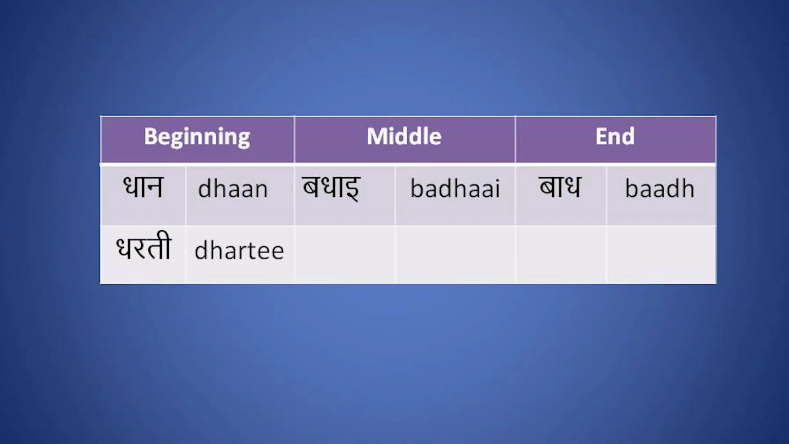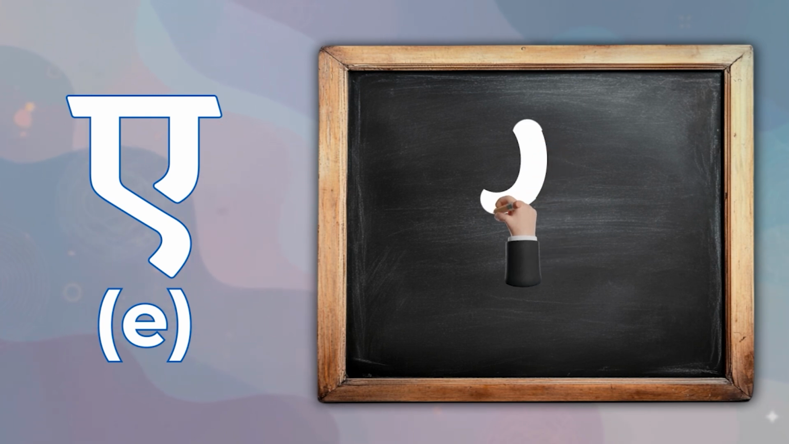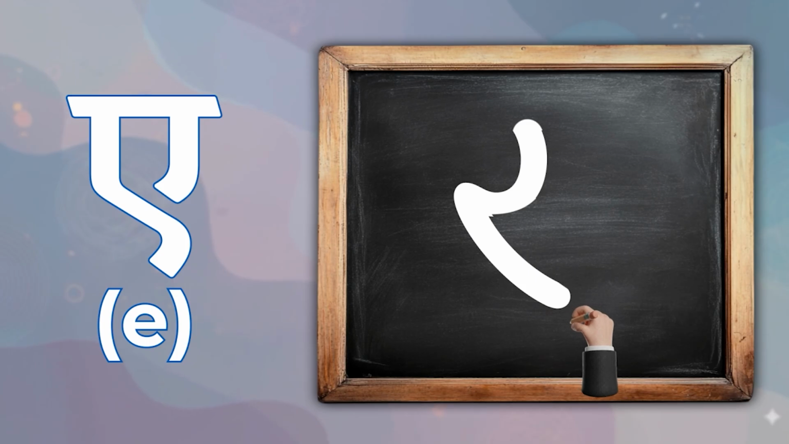धान, बधाई, बाघ, धरती. Now, we will practice set 11 here. In this set, we will learn how to write the letters A and I. To write this letter, first draw a small vertical line downwards. Then, drag the end point of this vertical line downwards and draw a diagonal line.